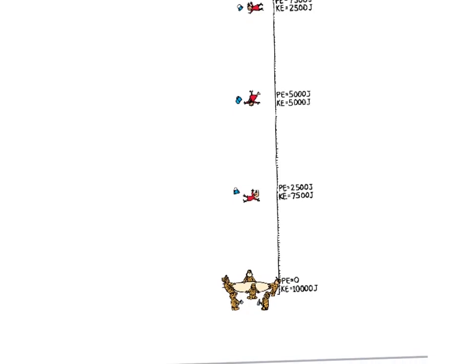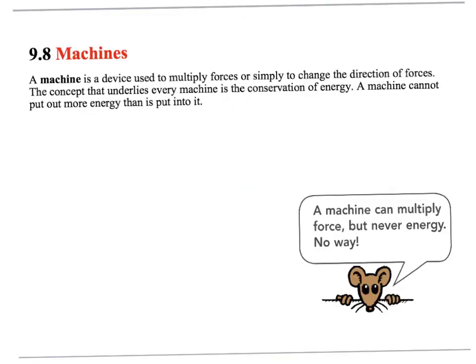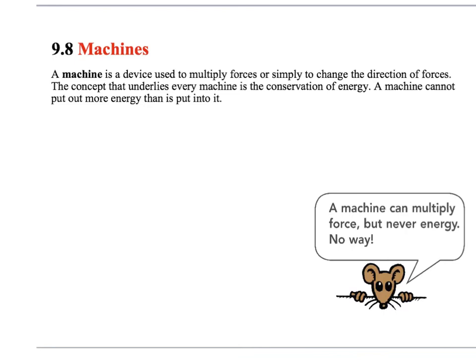Now, since we're on the subject of energy, we're going to talk about machines. A machine is a device that can do one of two things. It can change the amount of force needed to do something, or it can change the direction of something. What a machine cannot do is multiply the energy. It can multiply the force. It can change the direction. A machine cannot multiply energy. That's a no-no in the law of conservation of energy.